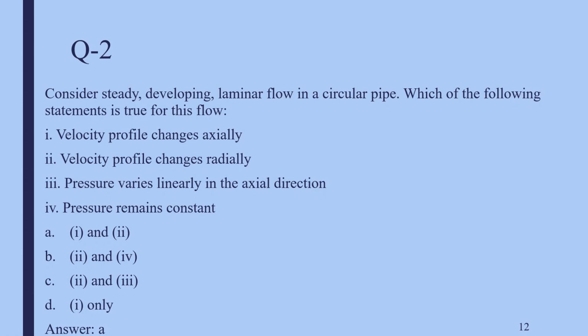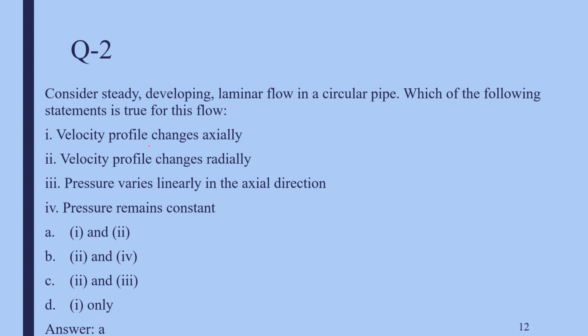In question 2, it is given: consider steady developing laminar flow in a circular pipe. Which of the following statements is true for this flow? Here 4 statements are given and we need to identify which of the following statements is true when we are dealing with a steady developing laminar flow in a circular pipe. And of the 4 statements, options are given to choose which one is the right. So we'll read out the statements first.